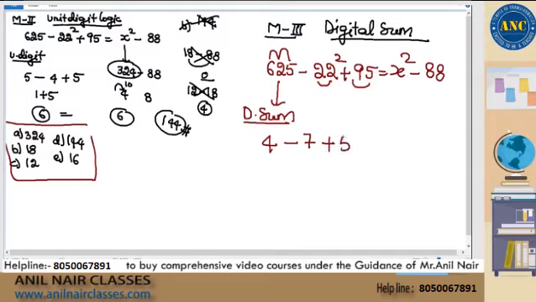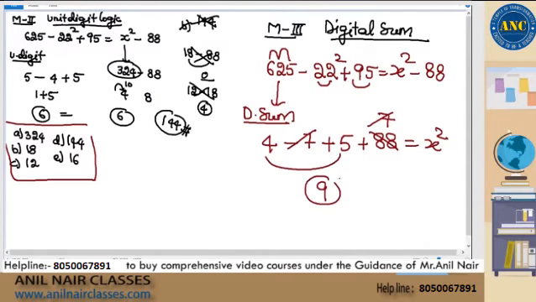It is 5. So what is plus? 88 is equivalent to x square. 88 is nothing but 7, 8 plus 8, 7. 4 plus 5 is 9. X square should give you 9. So we are stuck with 324 and 144. Both are giving you digital sum 9.